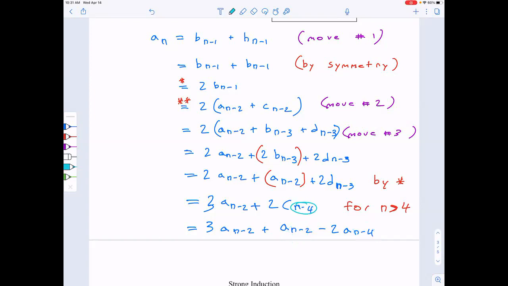And we're all excited now, happy, jumping up and down. We've got a relationship that is all A's, right? 4 A sub n minus 2 minus 2 A sub n minus 4.